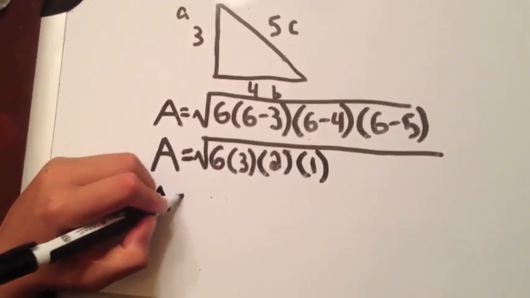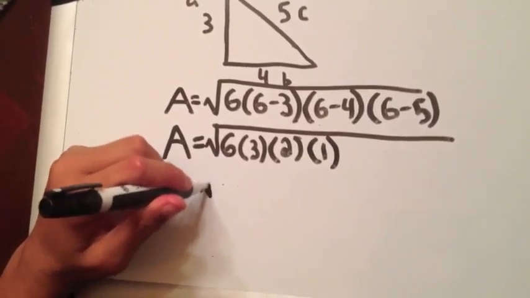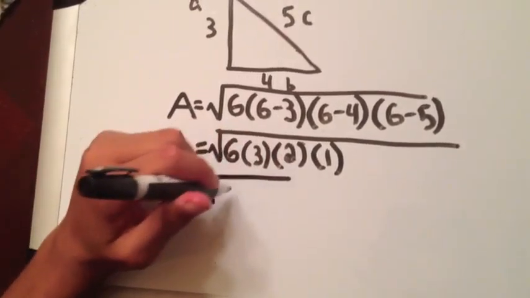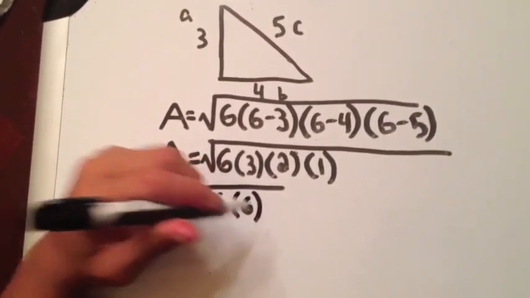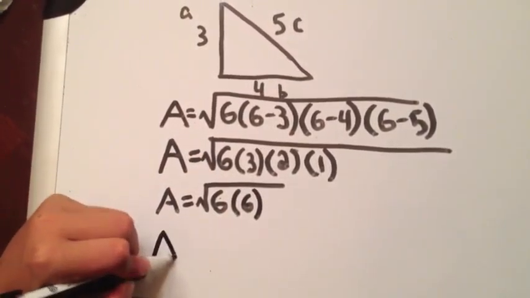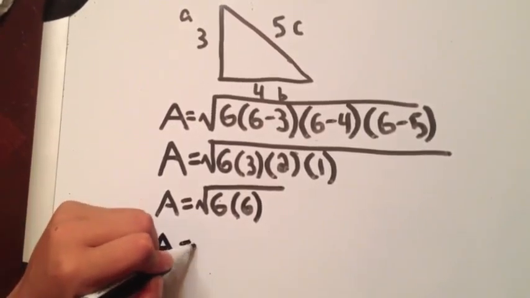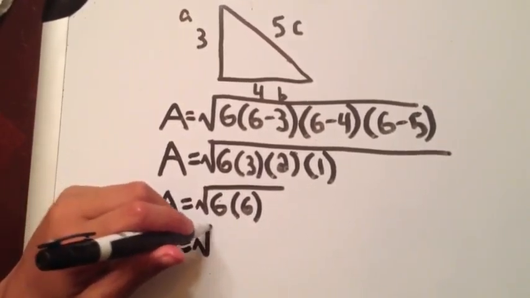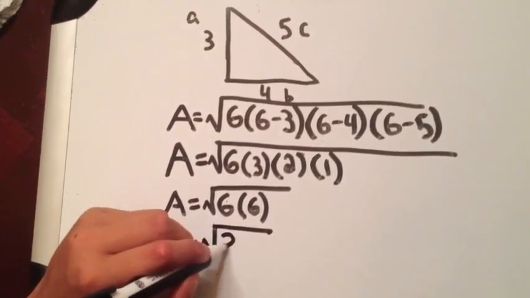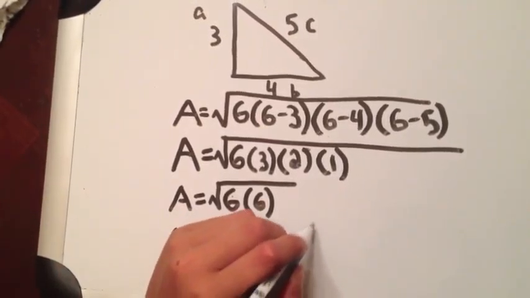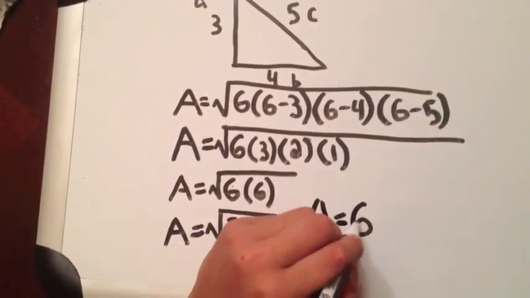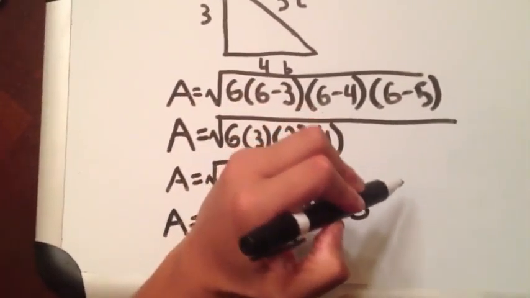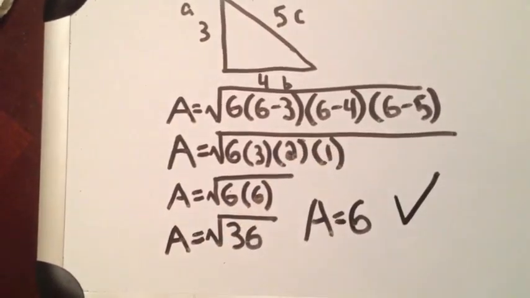So that's area. Let's multiply all the stuff in the parentheses. So area would be equal to 6 times 6, because those are the two things in the bracket. You will get the square root of 36, and if you easily find the square root of 36, you'll find that the area is equal to 6, which is the same thing that we found the first time that we tried it.